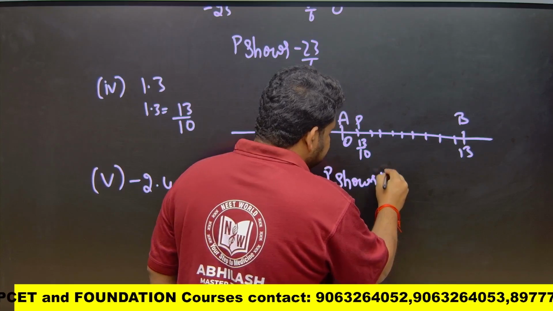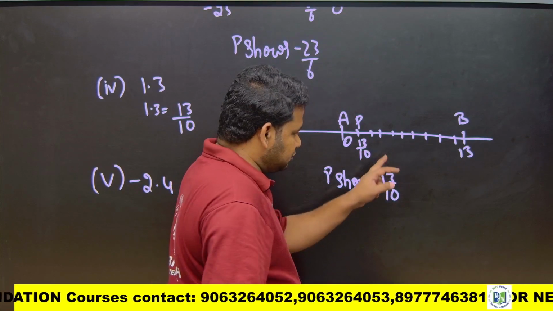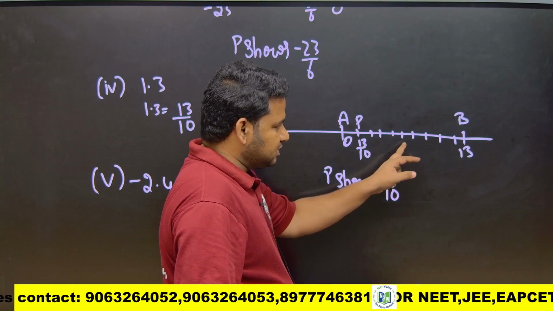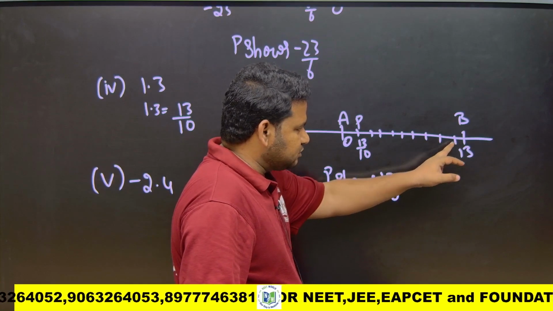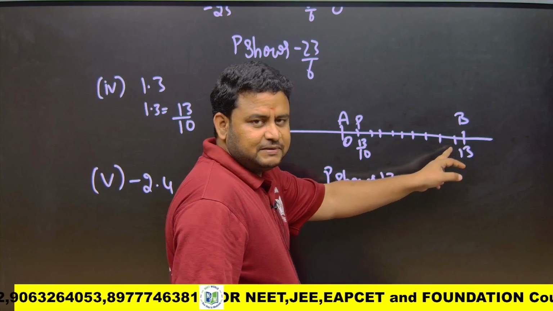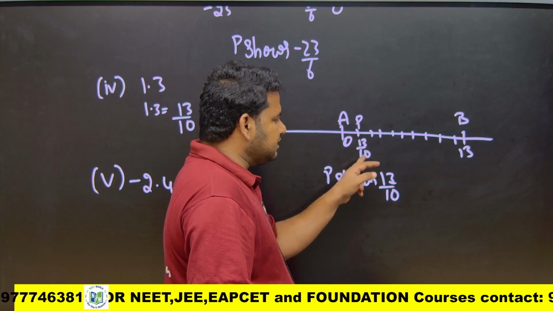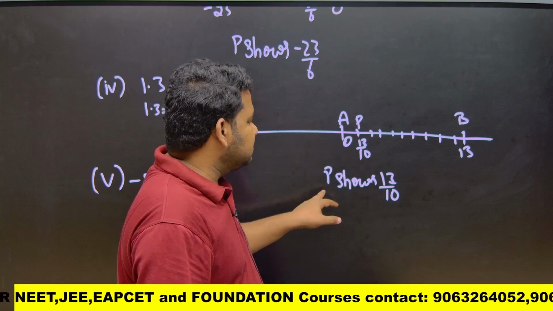If I want, I can write it here. This will be 2 by 10 into 13. This will be 3 by 10 into 13. This will be 4 by 10 into 13. Like that it becomes 8 by 10 into 13, 9 by 10 into 13, and 10 by 10 into 13. 10 by 10 will cancel, so I will get only 13. That is not required for us. We need only 13 by 10. So this will be the first number, that is 13 by 10. This is how you have to represent.